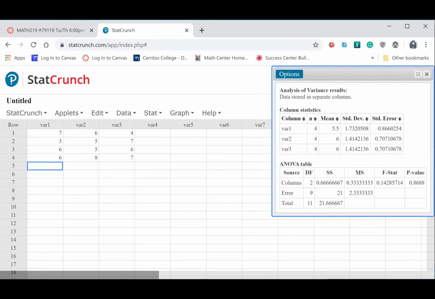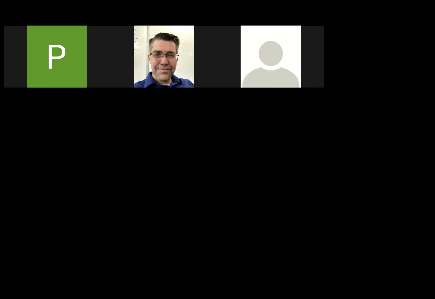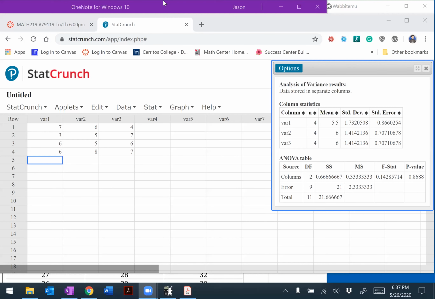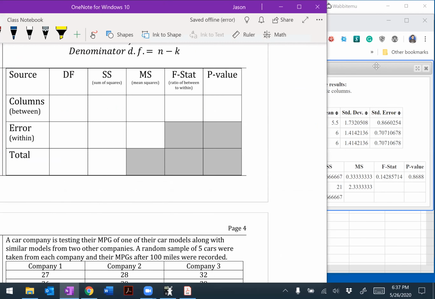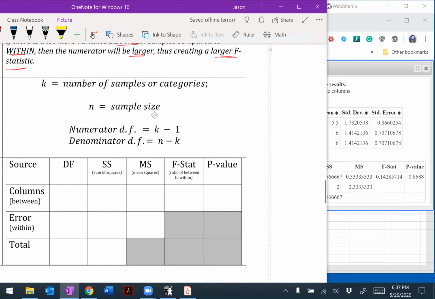Let me try to do this here. Let me stop sharing for a second. Let me share my desktop. Okay, hopefully that works. And so what are going to be my degrees of freedom for the columns?